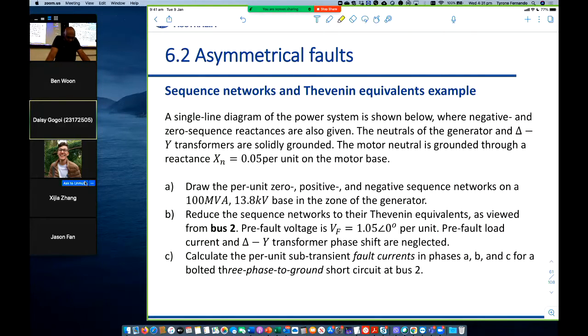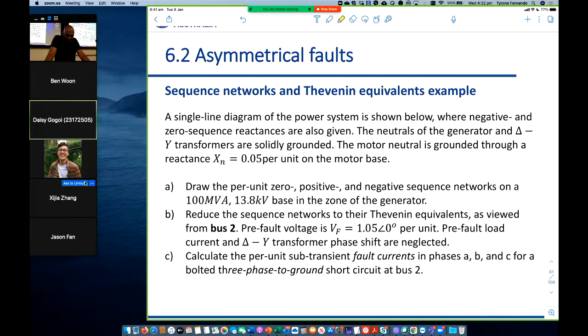A single line diagram of the power system is shown below, which is what I've just showed you, where negative and zero sequence reactances are also given. We talked about that. The neutrals of the generator and delta-Y transformers are solidly grounded, so it's a short circuit between the neutral and the ground. The motor neutral is grounded through a reactance Xn of 0.05 per unit on the motor base.